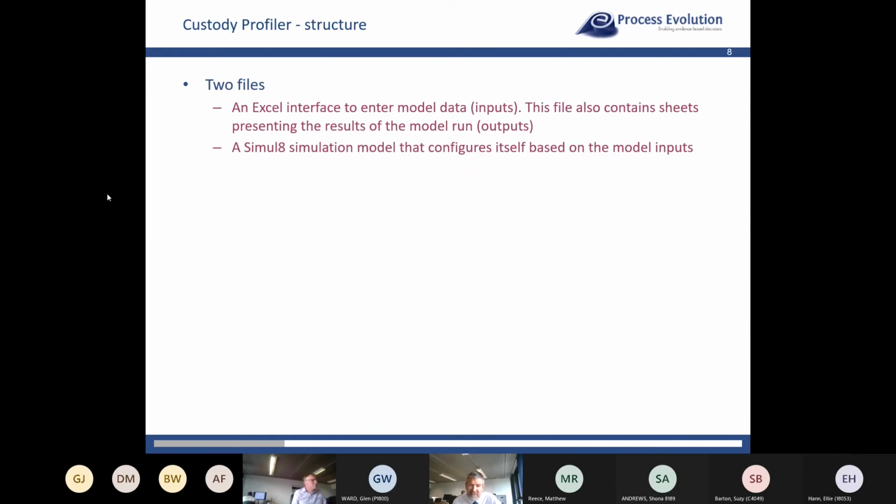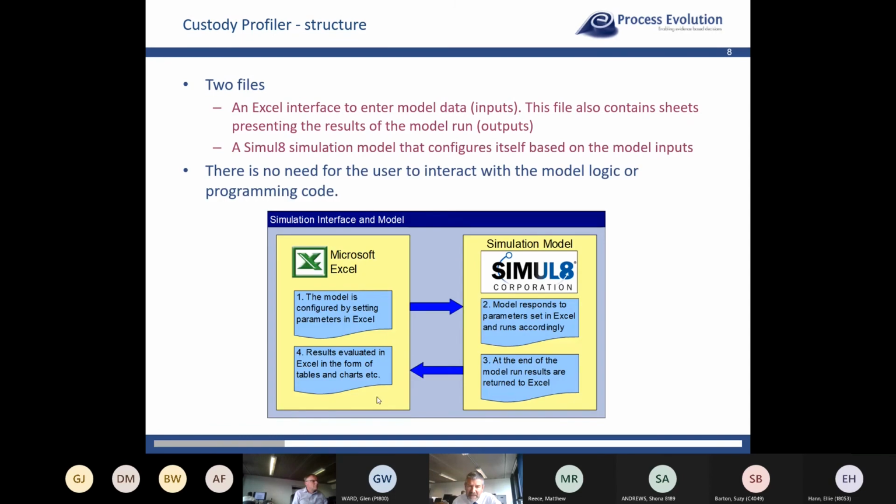Okay, so there are 2 files with custody profiler, very similar to response profiler. There's an Excel interface in which you can place all of your inputs. And this Excel workbook also contains sheets to present the results after the model has run. And there's a Simulate model as well. So you configure your model in Excel. You don't need to interact with any of the complicated logic within Simulate. You just fill in your tables and your pro formas in Microsoft Excel.